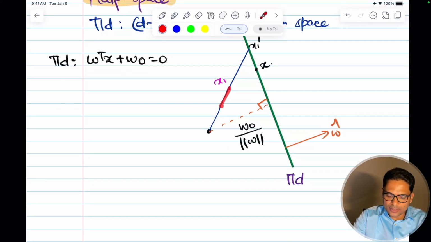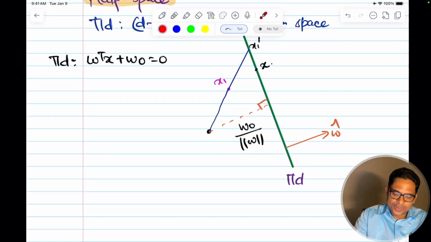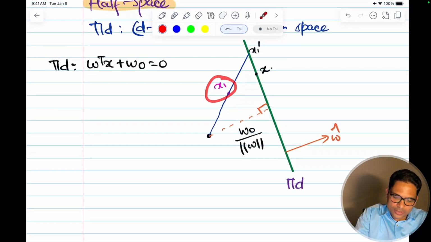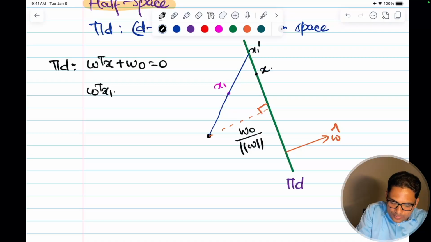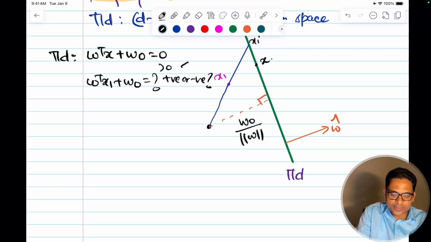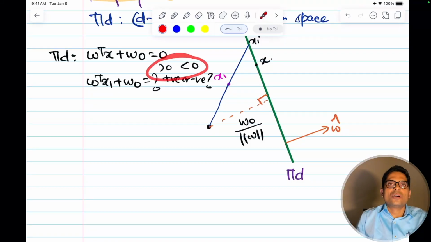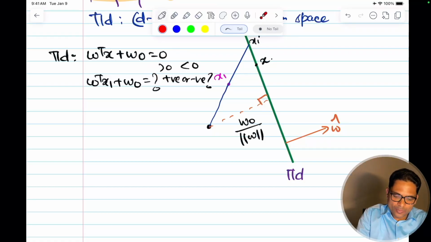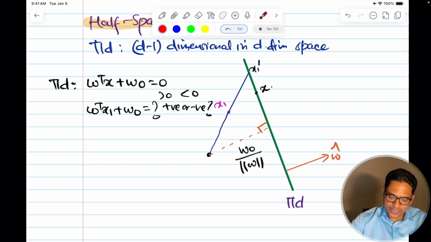Now if I have to find, okay, what will be the equation with respect to this line here? So what will be the value of this if I put w transpose x1 plus w naught? Will it be positive or negative? What will it be? Will it be greater than 0 or less than 0? How will you find that out?